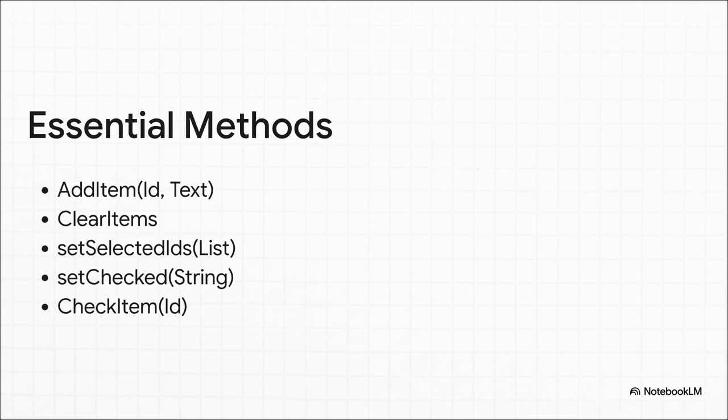You can pass a list of IDs straight to selected IDs, or if you want to be even faster, use set checked. With that, you just pass a semicolon delimited string of IDs, like apples, bananas, oranges, and it instantly flips multiple toggles on all at once. And of course, you still have your direct check item and uncheck item methods if you just want to target specific toggles by their ID.